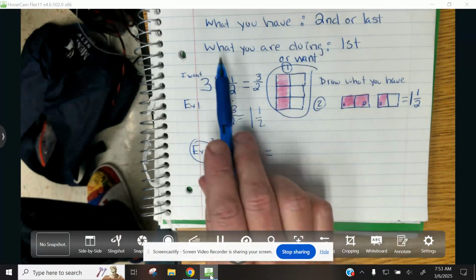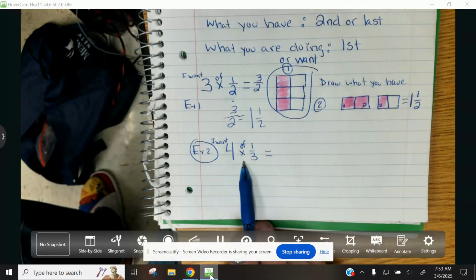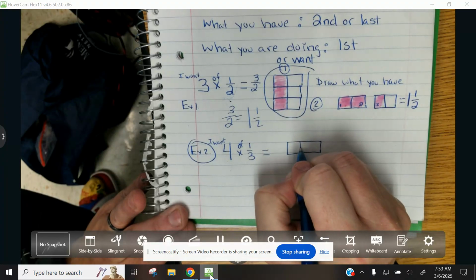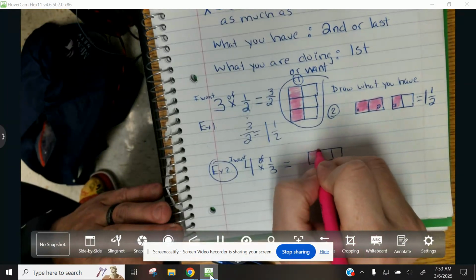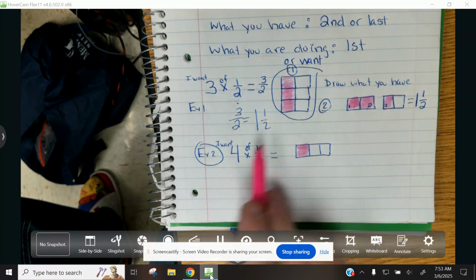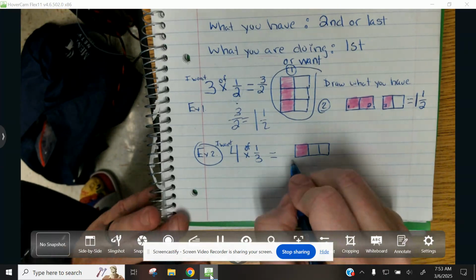So you got to ask yourself, first question you always ask, what do you have? You have 1/3, so that's what you draw. I have 1/3. And you cut it into thirds. There's your 1/3 candy bar right there. How many do you want of the 1/3 candy bars? Second right here. What you are doing goes first, or what you want. So I wanted 4. So what do I need to do? I need to draw 4 candy bars.